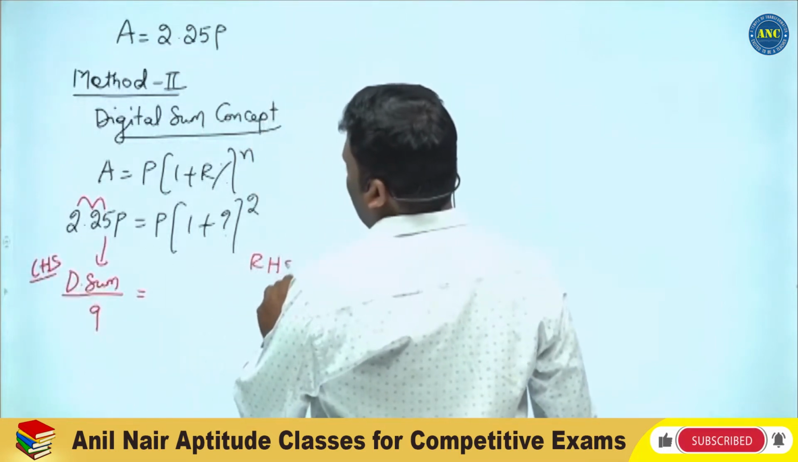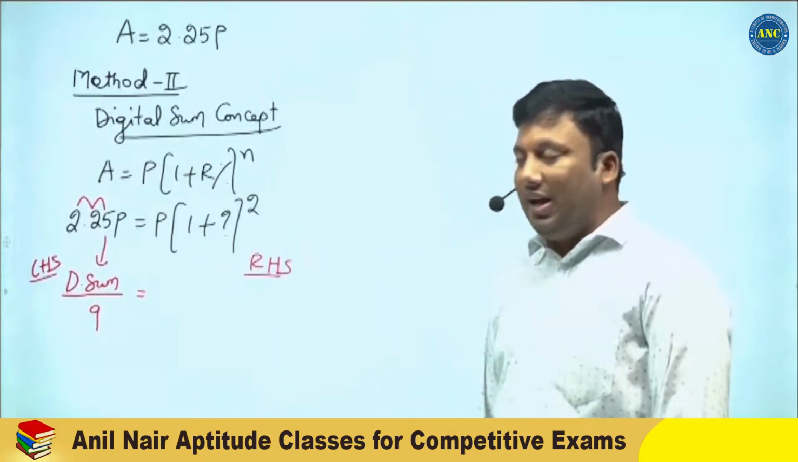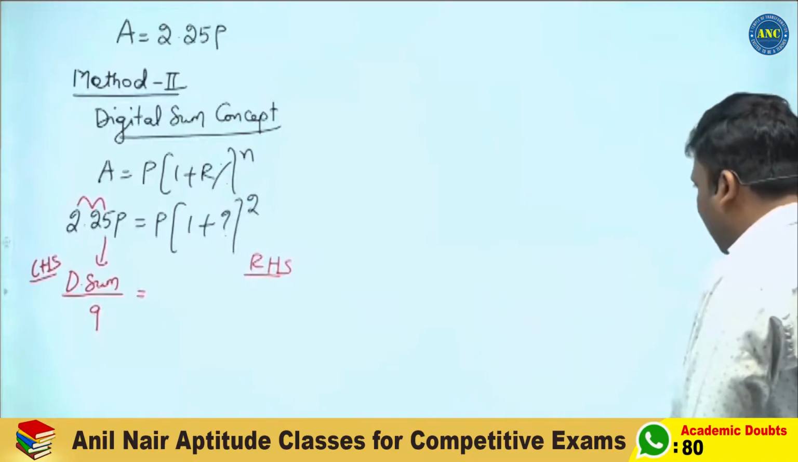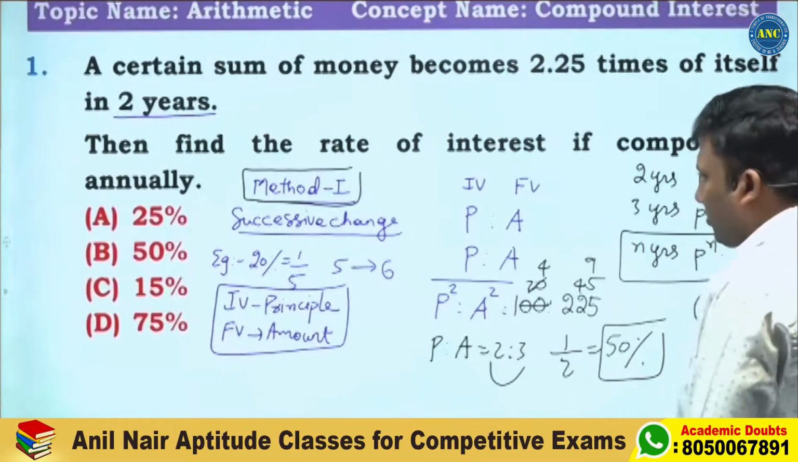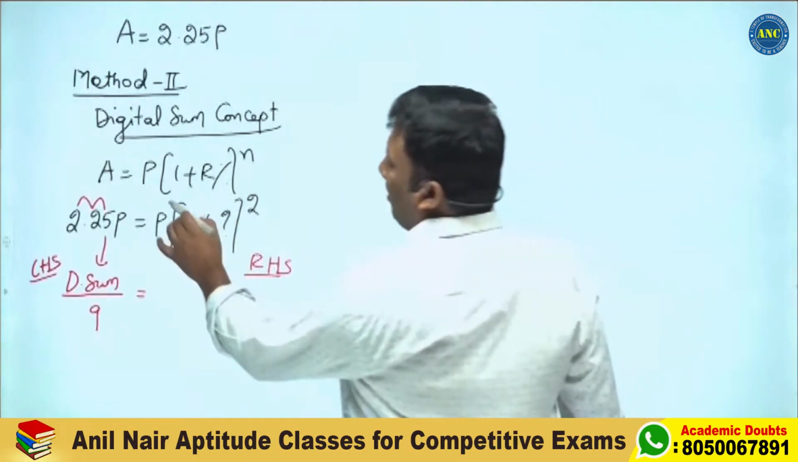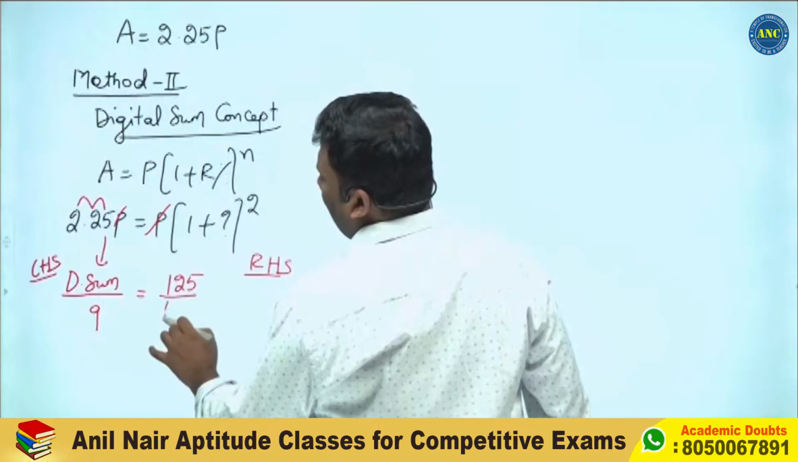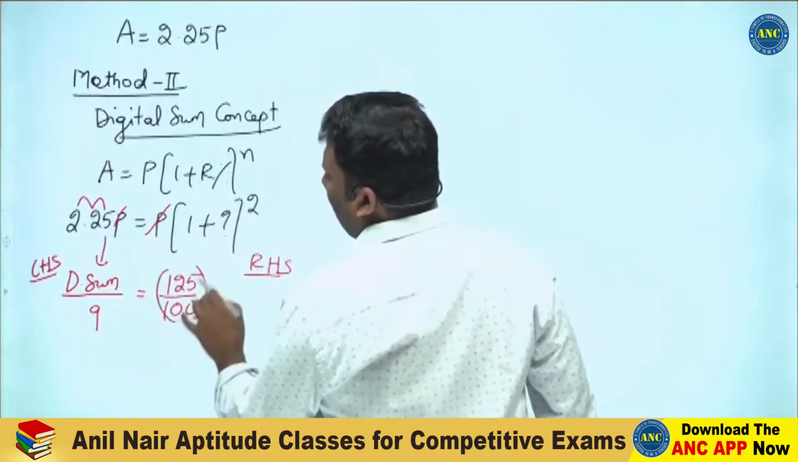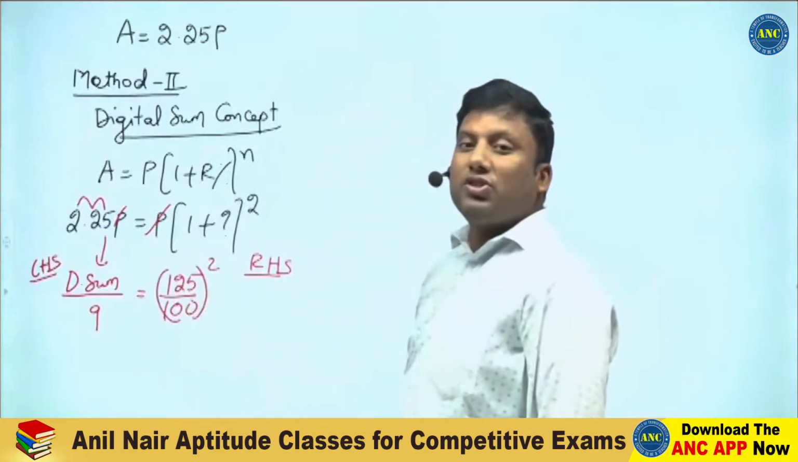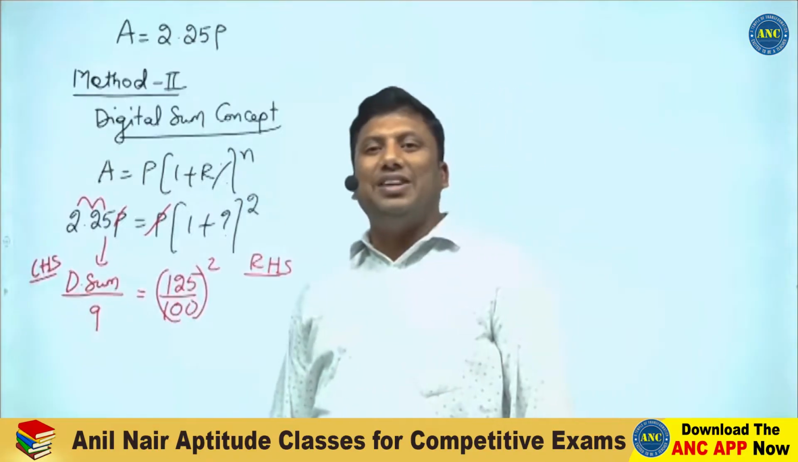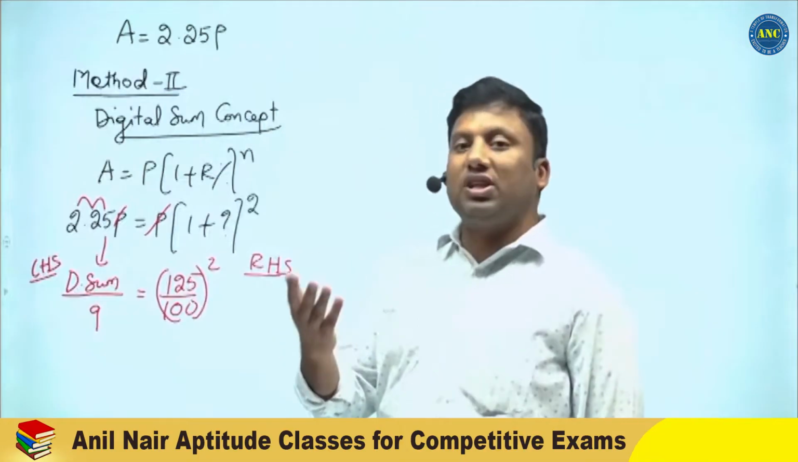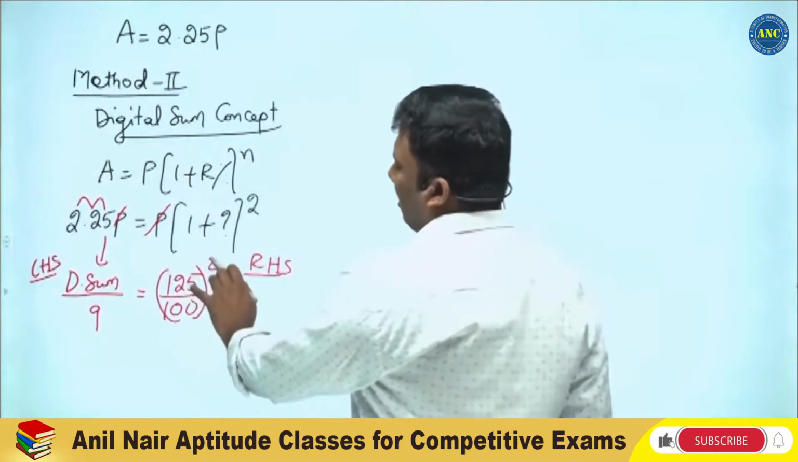The right-hand side digital sum, after putting in the answer option, should be 9. First option, 25 percentage. The P's cancel. 100 plus 25 is 125 over 100 squared. 125 is 1 plus 2 is 3, 3 plus 5 is 8, 8 squared is 64, and 6 plus 4 is 10, which is 1. This cannot be.